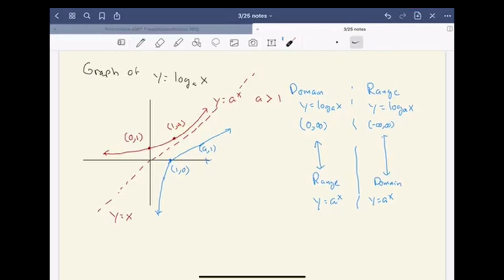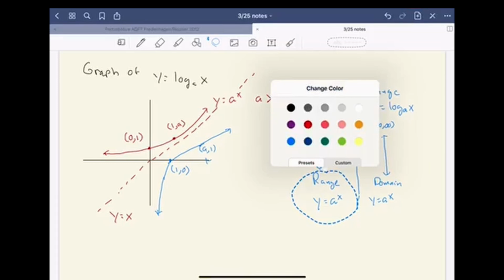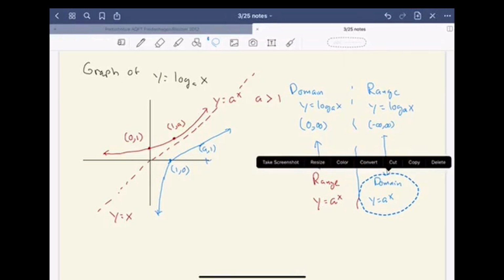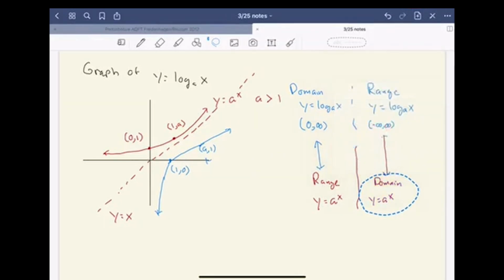The domain here is the allowable x values in the logarithm, in the blue. Okay? It's actually not a bad idea. Let's change the color here. Okay, so the domain here corresponds with the range here.